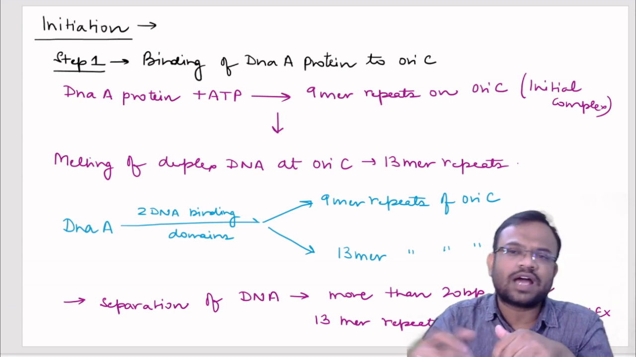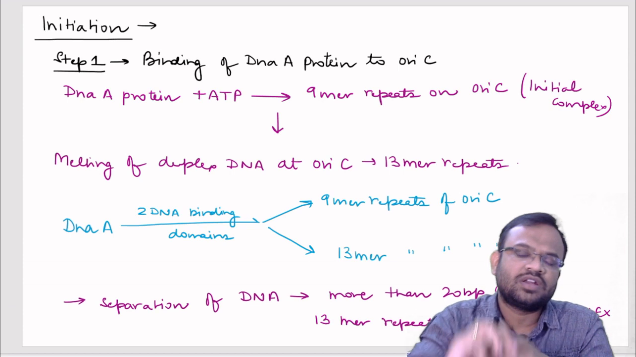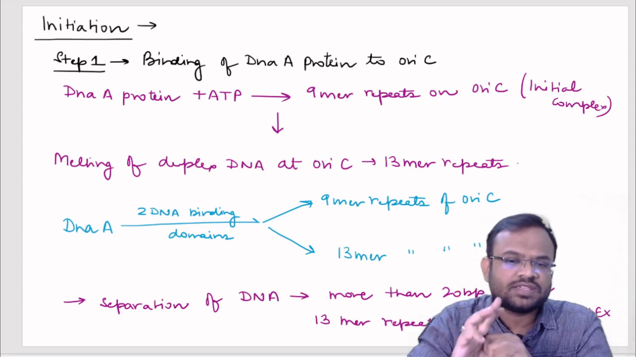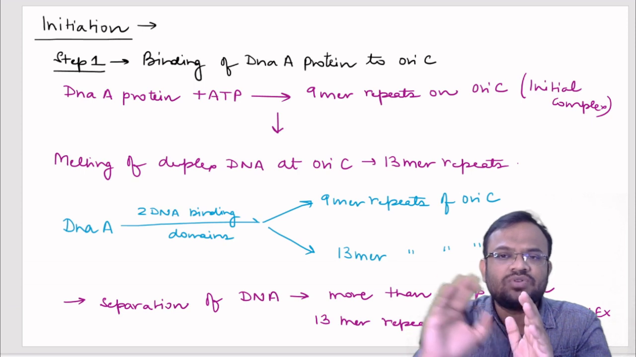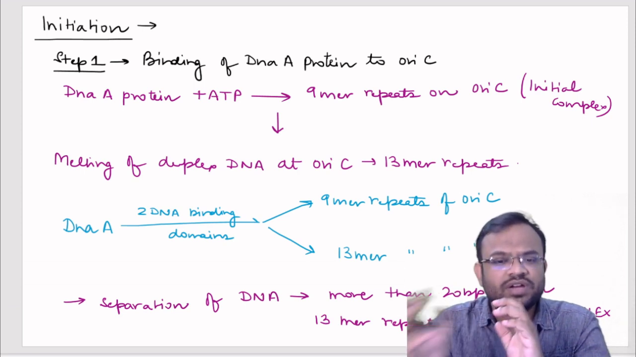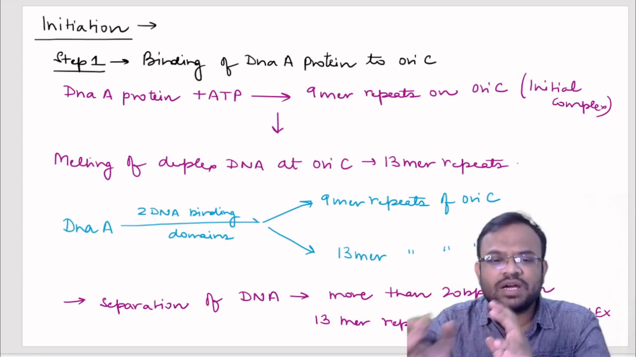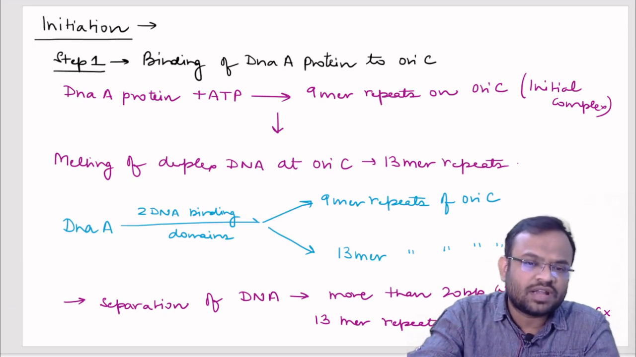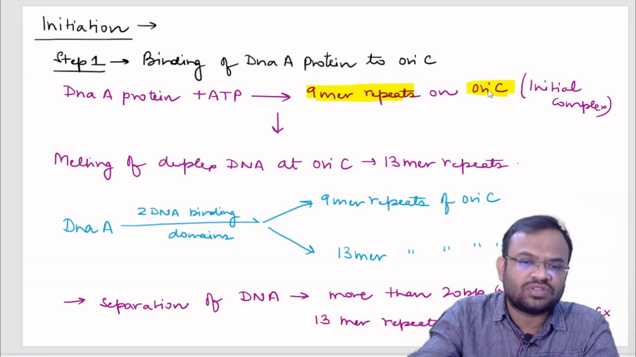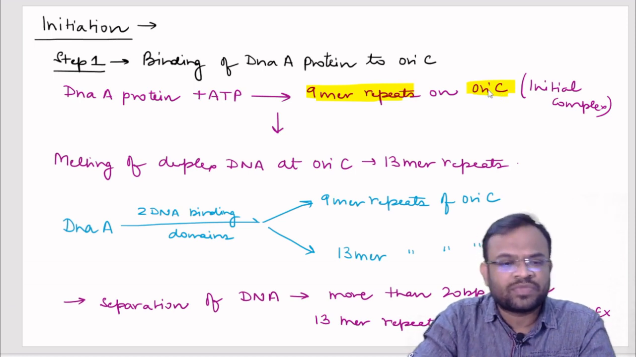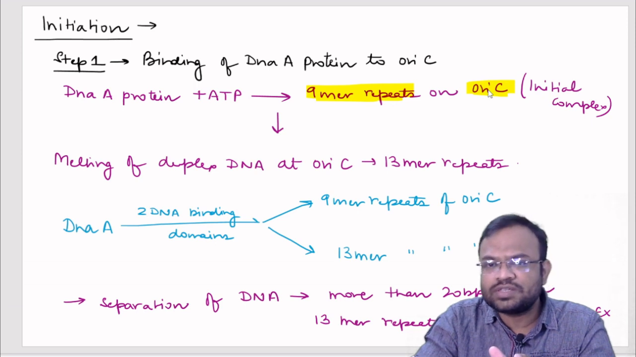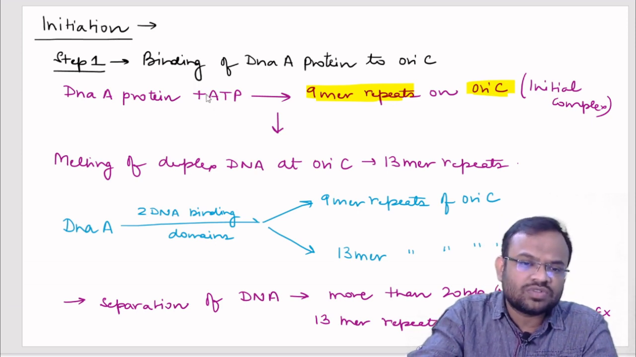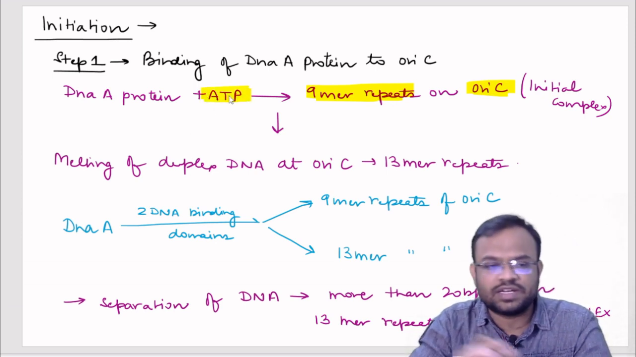Now, what happens in the initiation process? Now we will talk step by step. In step number 1, DnaA binds to the origin of replication. We have already talked about this. Where does it bind? It binds to the 9-mer repeat region that is present on the origin of replication. So does DnaA require ATP for doing this? Yes, of course. It cannot do this without ATP, so it utilizes ATP.